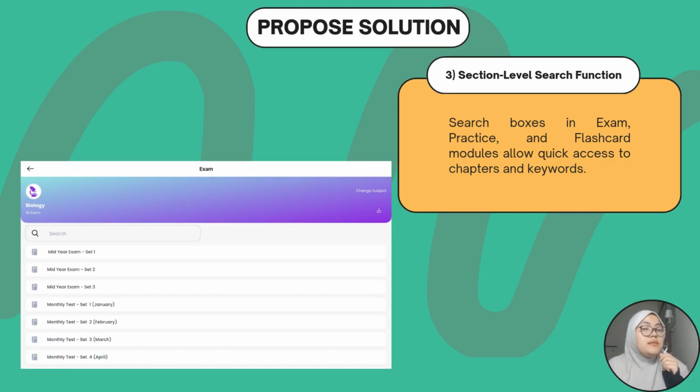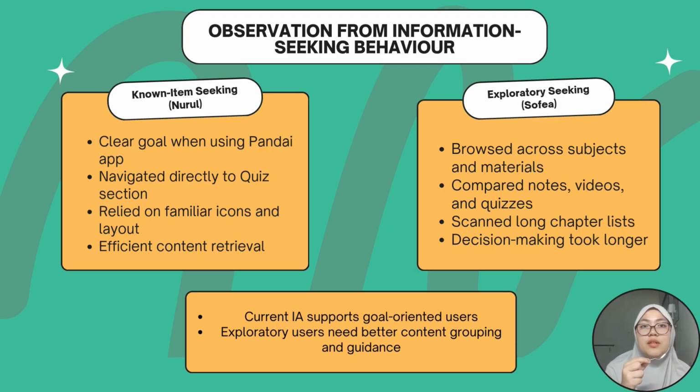Now, the slide shows observations from two different information-seeking behaviors. That is Nurul and Sophia. Nurul represents known-item seeking behavior. She had a clear goal and navigated directly to the quiz section using familiar icons, which shows the current information architecture supports goal-oriented users.